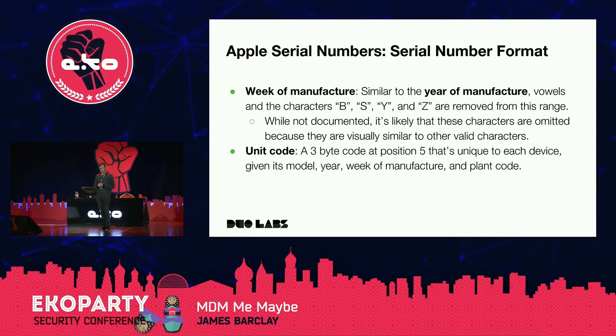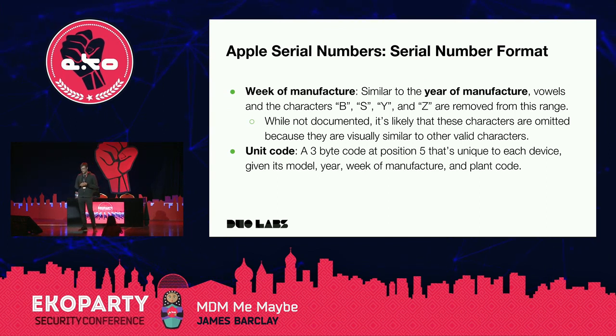Similar to the year of manufacture, the week of manufacture removes or omits the characters B, S, Y, and Z. It's not documented why, but it stands to reason that this is because they're visually similar to other characters.